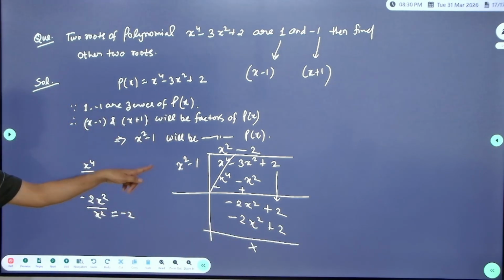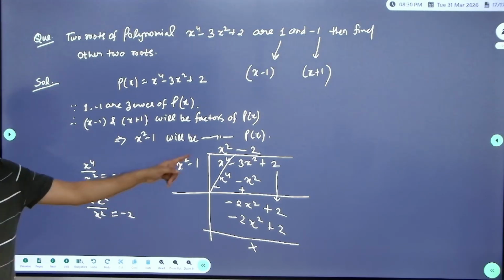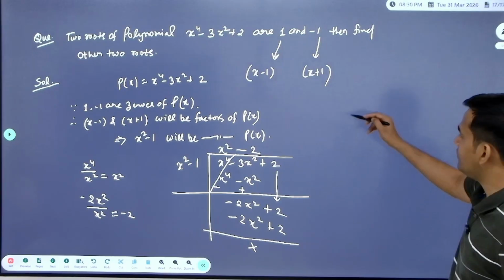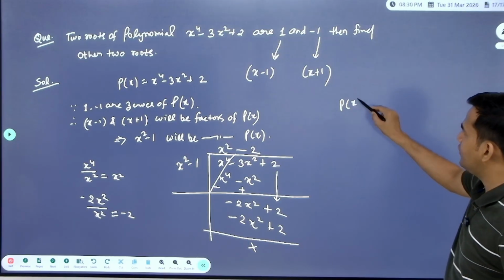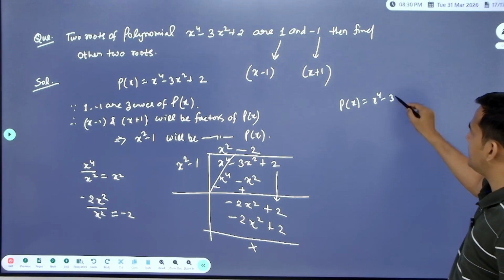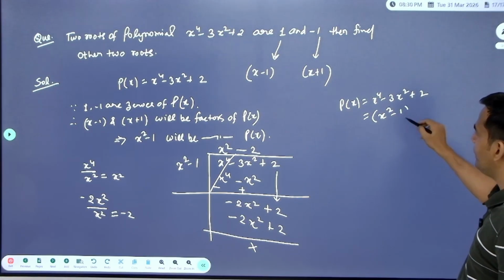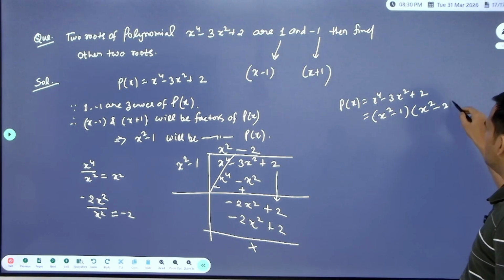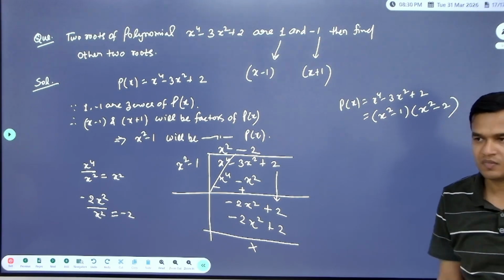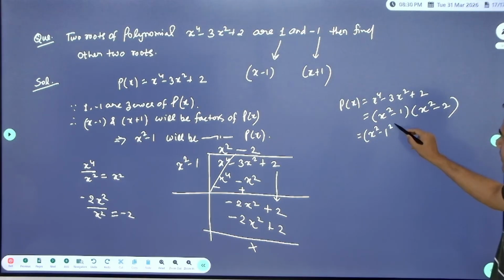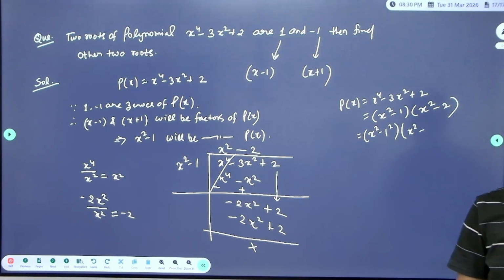So x square minus 1 was the given factor. One more factor is x square minus 2. So p(x) is equal to x to the power 4 minus 3x square plus 2. It can be written as x square minus 1 into x square minus 2. In both the cases, we can apply a square minus b square. This is 1 square. And for this, how can we write this? 2 is in the form of a square.